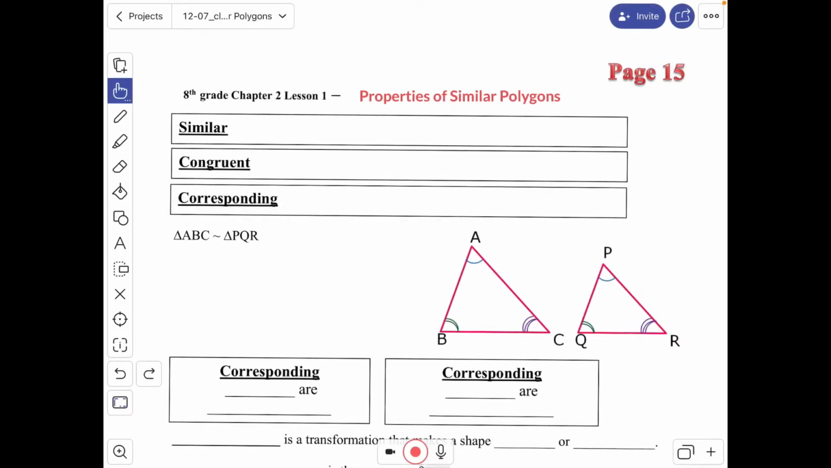Today we're covering properties of similar polygons. This is 8th grade, Chapter 2, Lesson 1. Our first word is similar, and similar means same shape, different size.